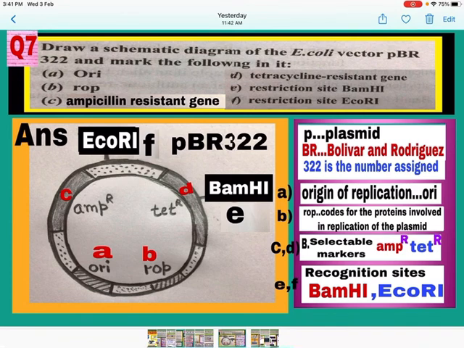Next, E and F marking. Marking E in diagram is BamH1 and F is EcoR1. Both these are recognition sites for restriction endonucleases.